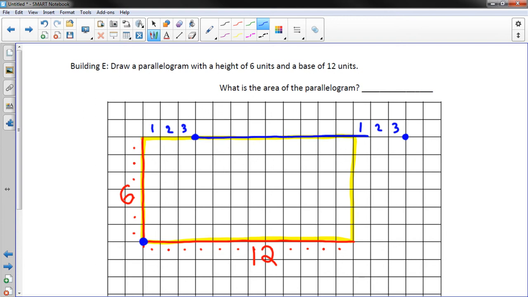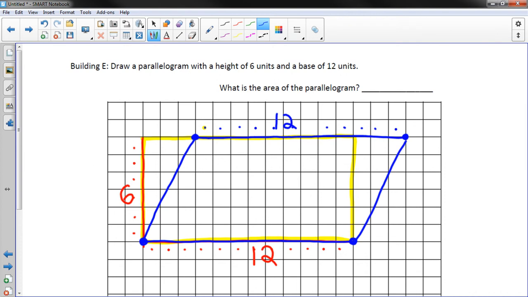And then the top here, that should be 12. Just erase this. Erase this. 1, 2, 3, 4, 5, 6, 7, 8, 9, 10, 11, 12. So now the top is 12, which is what I want. And I'm just going to kind of finish off my parallelogram here. Bring this down.